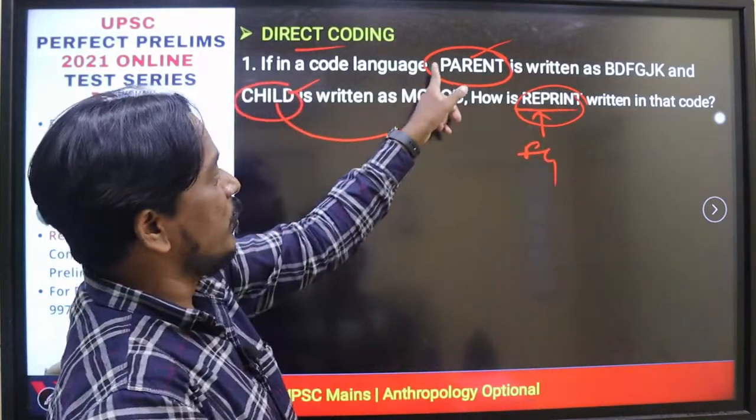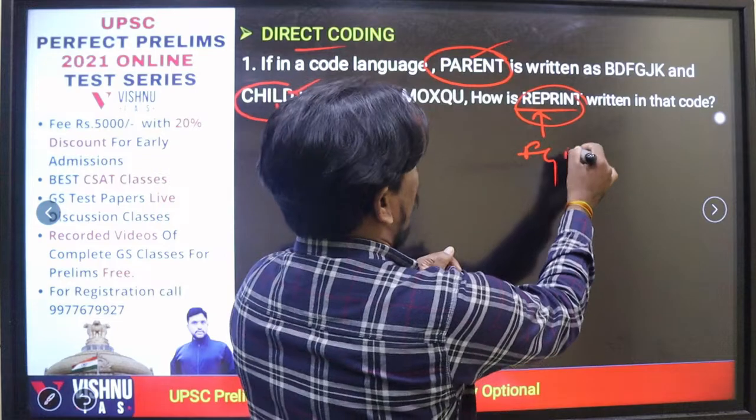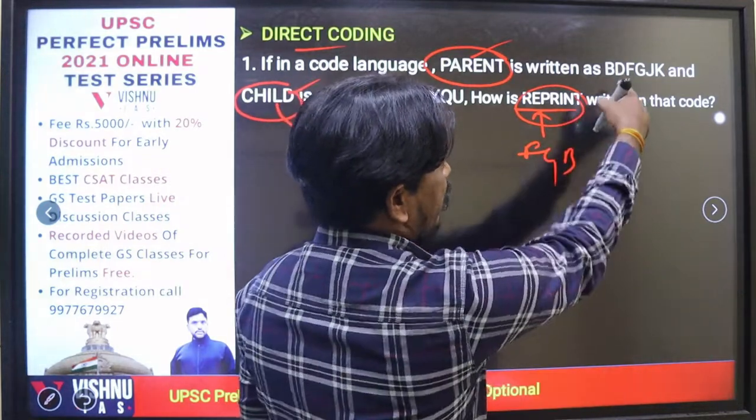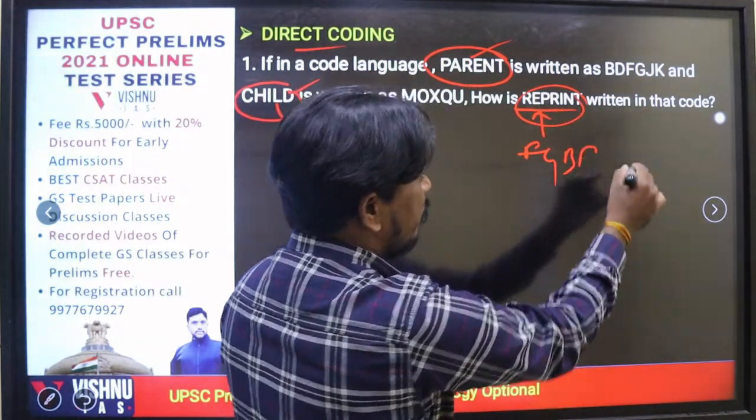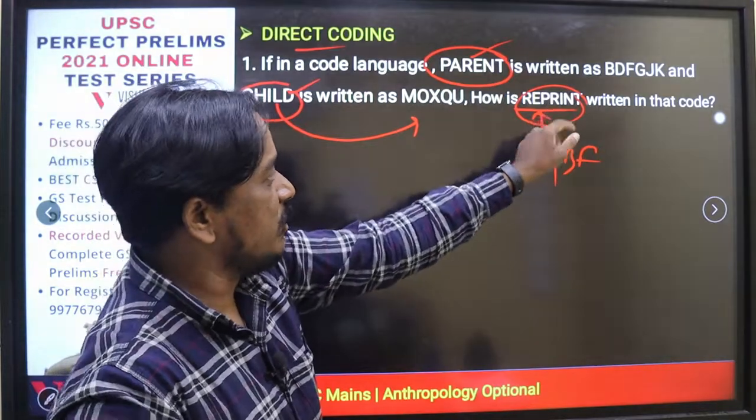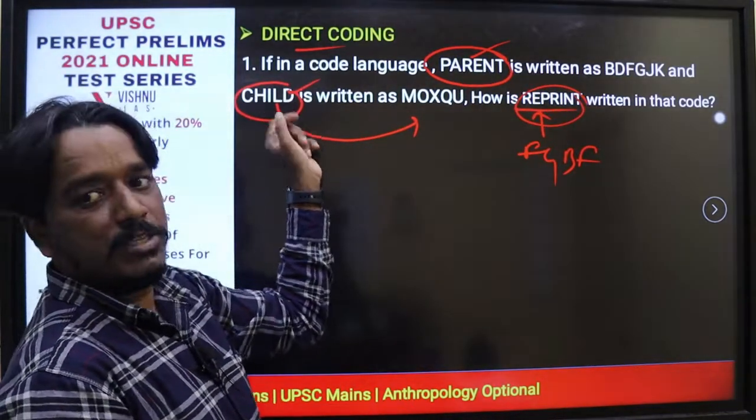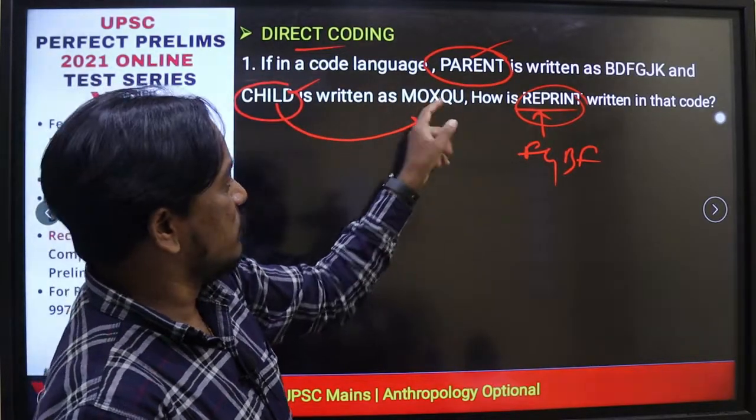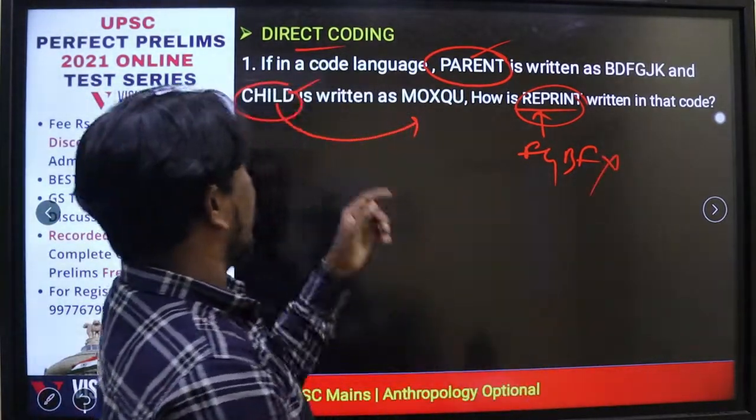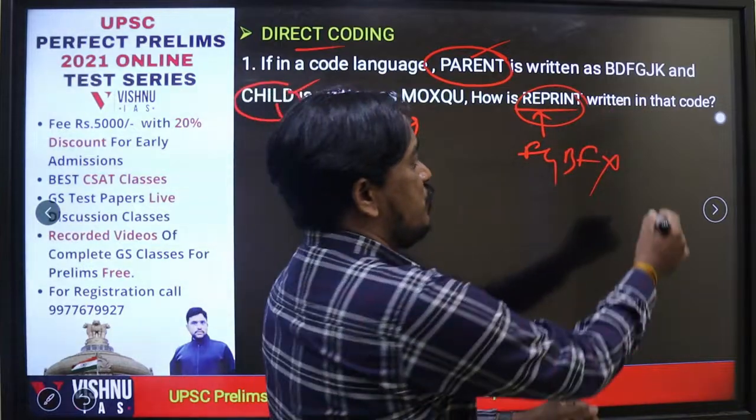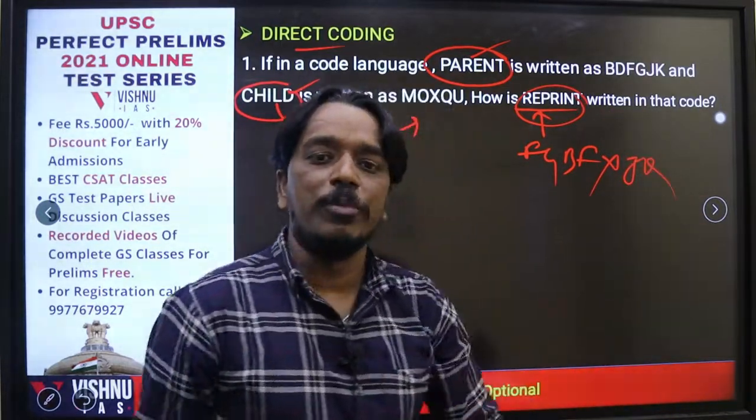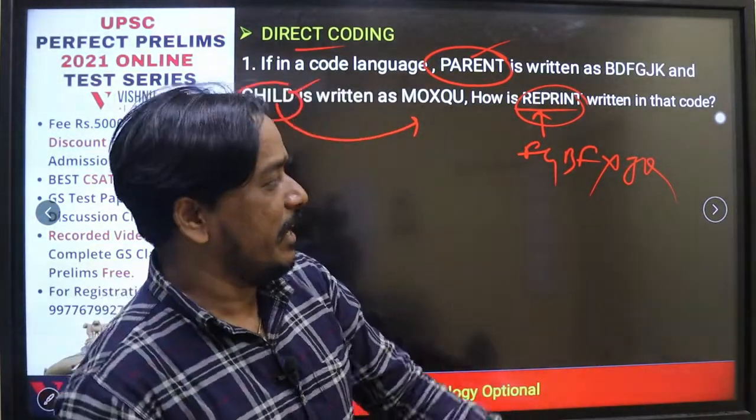Next to PR. P first place is a B. R is a third place. Clear? You can take again F. Clear? REPRINT. REPR. INT. I you can take from this. So if you take I, third place what do we have? X. ENT again we have here, that is J and K. Like this we have to copy. These types of questions we will take as direct coding.